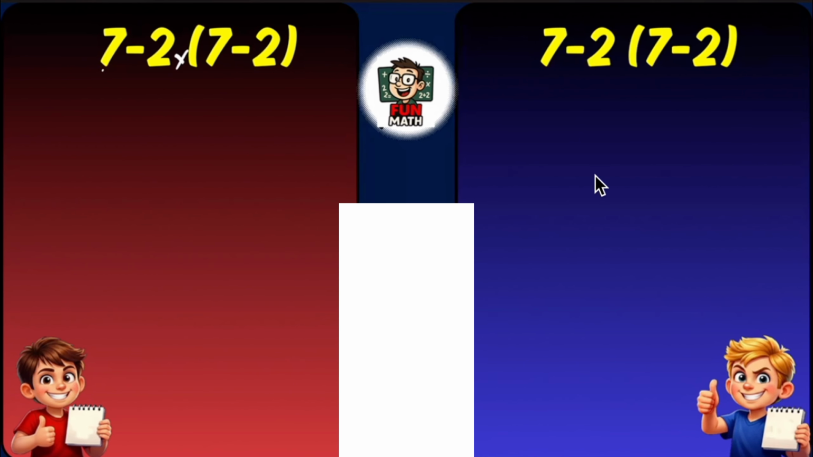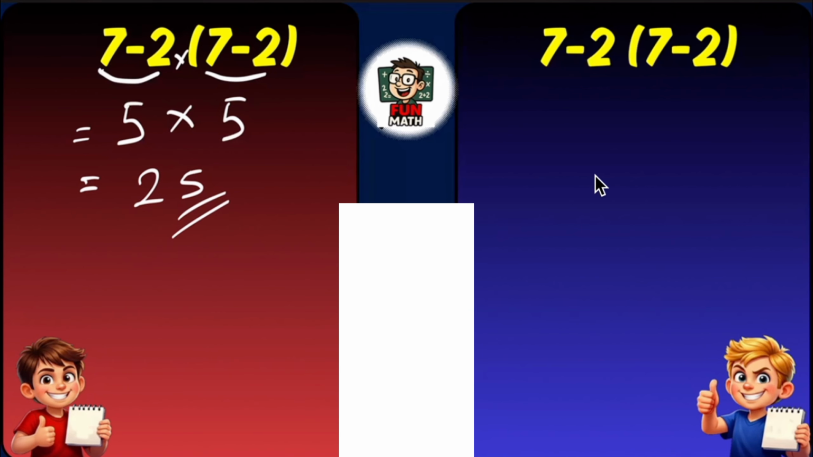First, subtraction: 7 minus 2 equals 5. Then the hidden multiplication: now multiplication, 5 times 5 equals 25. If you solve the problem this way, you made a mistake.